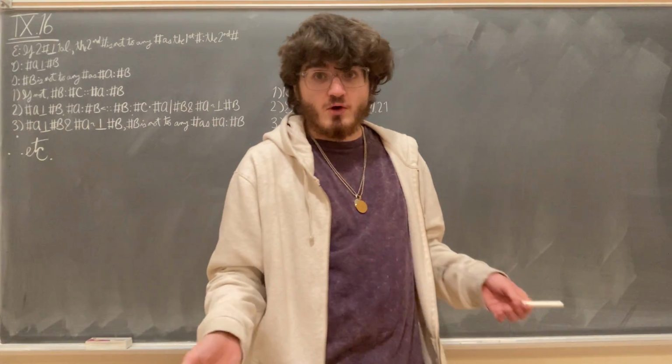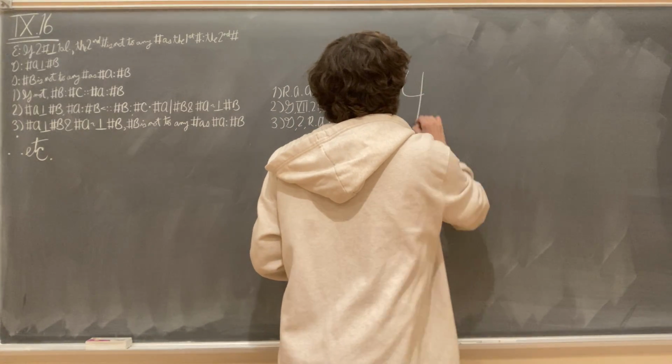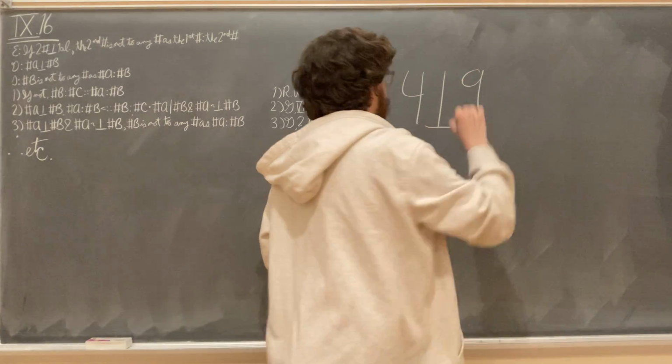This is a fairly straightforward proposition, fairly simple. It doesn't take too hard to imagine what this is going to look like. 4 and 9 are prime to each other, right?